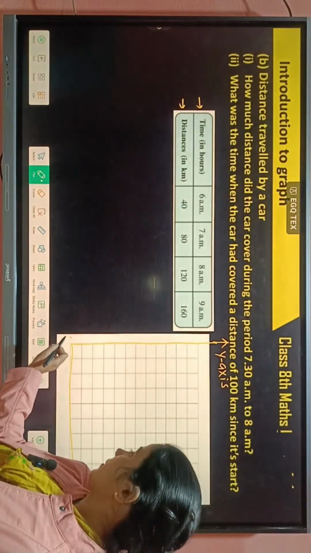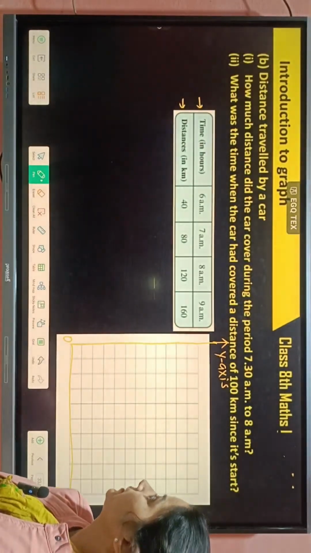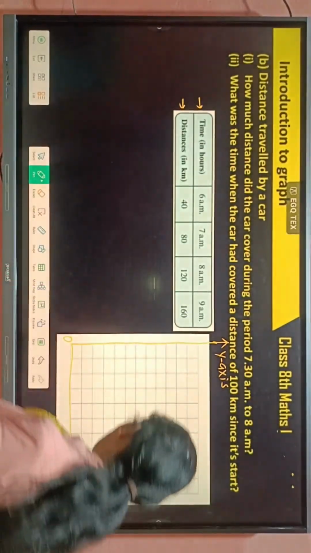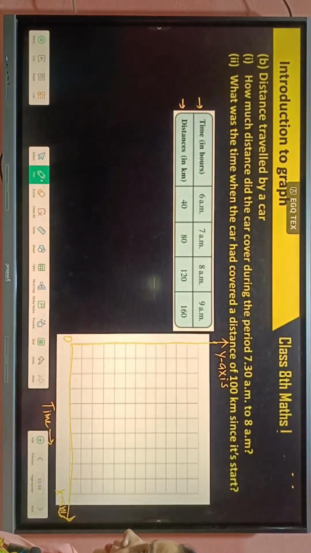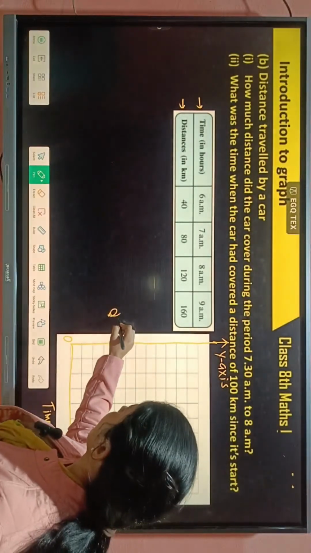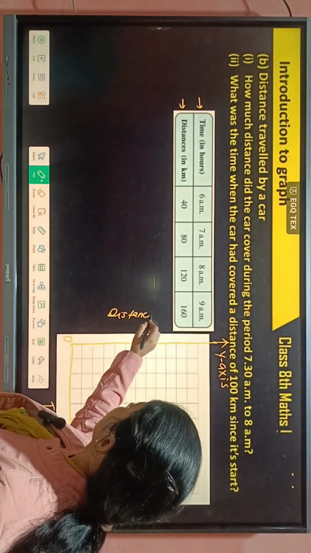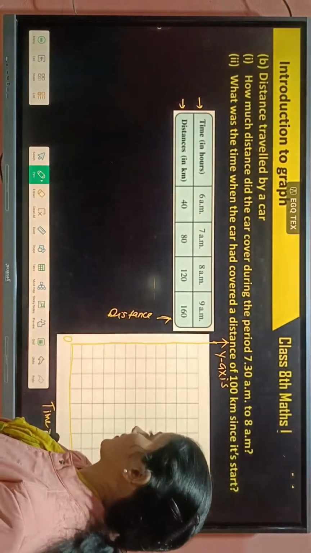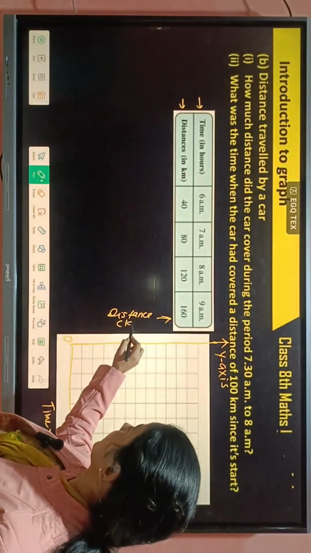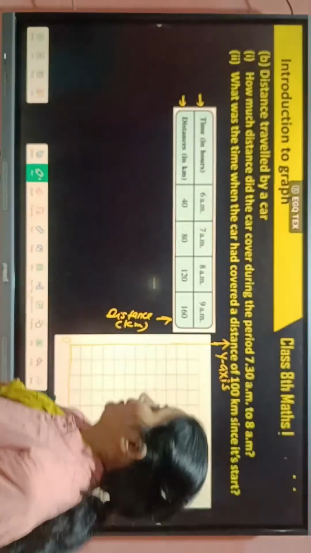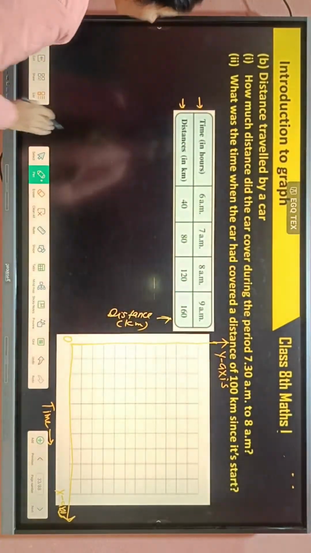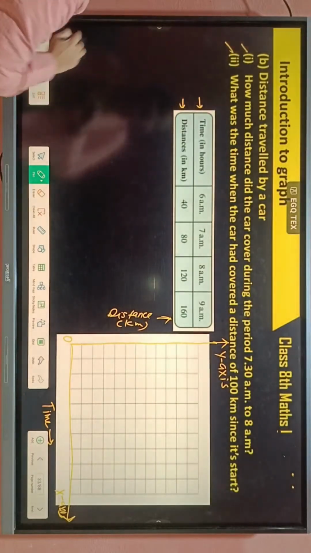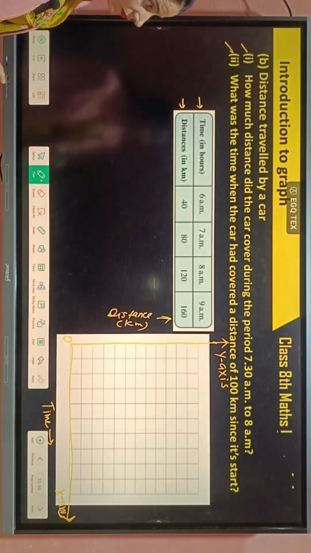X-axis, and say this is origin O. Time you will consider on x-axis. Time is varying on x-axis and distance is varying on y-axis. This distance is in kilometer. Now let us plot this graph, and after this we will find out answer of these questions.